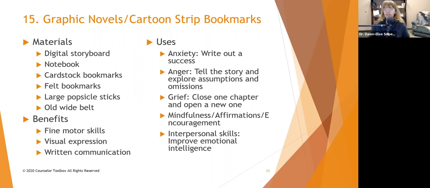People can use graphic novels for mindfulness, affirmations, and encouragement of one another, and to enhance interpersonal skills. For example, improving emotional intelligence. If they draw out a graphic novel, then they have to identify, they have to put in the nonverbals that are going to communicate that I'm angry, or I'm happy, or I'm sad, and it makes people become more aware of the nonverbals, so they become more effective at reading other people's nonverbal communication.